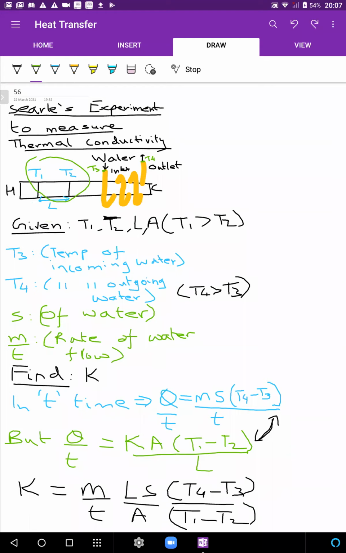ठीक है? Yes, you will substitute the S of water, 4.2 joules. Oh, depends on the unit. If you want K in terms of joules, in terms of watt, you'll have to substitute S as 4.2 joules per kg Kelvin. Got it?